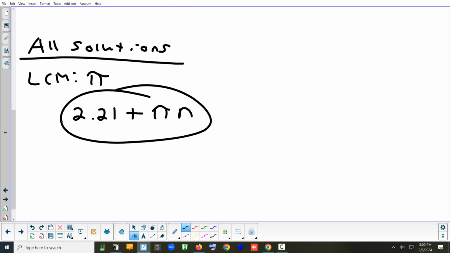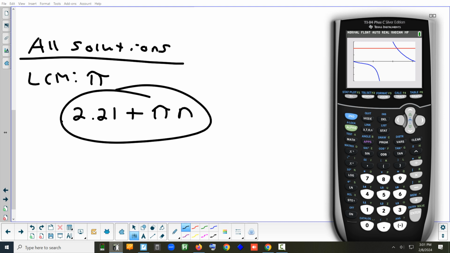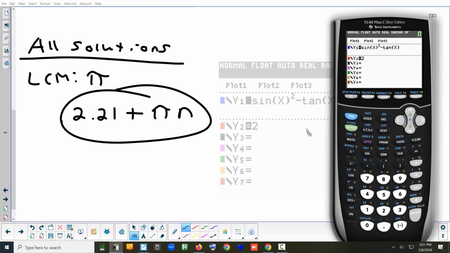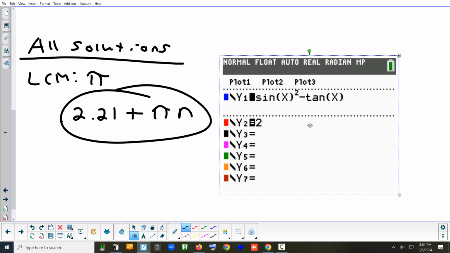Question on the difference between the two? Can I just see what you put in for y1 on the graph? For the y1? Yep. So that's how you put it in: sine squared x minus tan x.